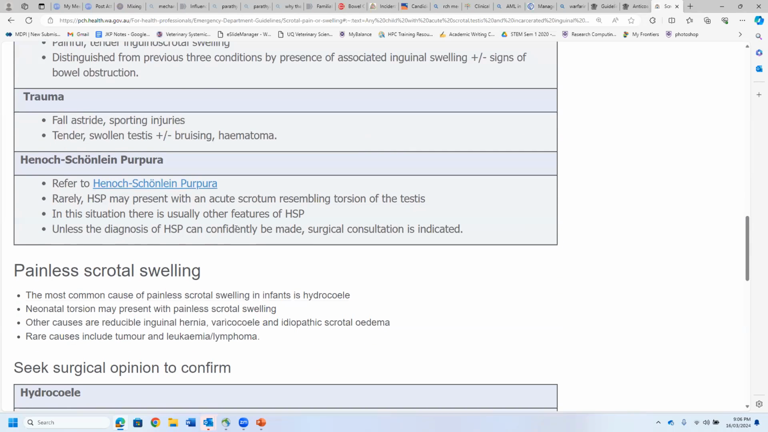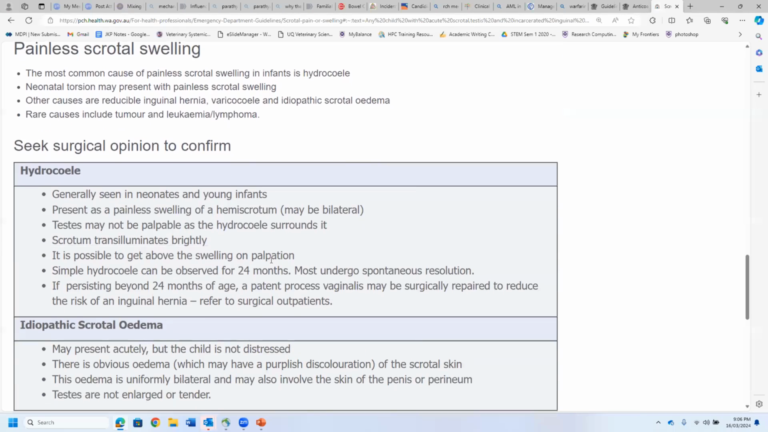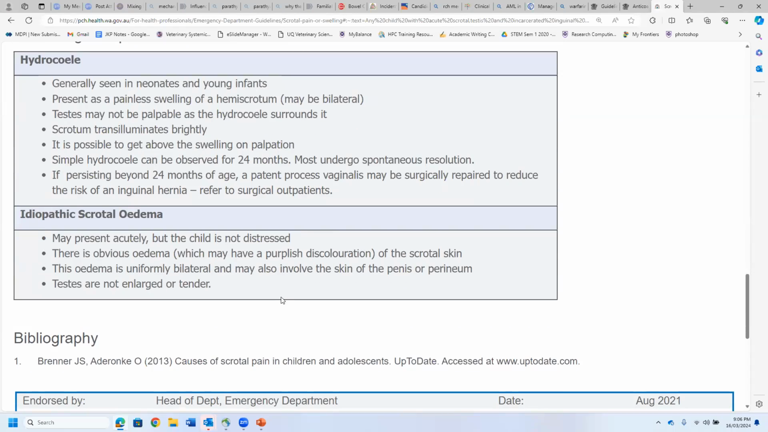Trauma can be there. Henoch-Schönlein purpura can also cause testicular swelling. Painless scrotal swellings are hydrocele and idiopathic scrotal edema. Hydroceles are usually present in young infants, and can be elicited if you do a transillumination test. Simple hydroceles can be observed for 2 years, because most of the time they get reabsorbed. If it does persist beyond 2 years, then you can refer the patient to the pediatric surgeon for it to be aspirated.